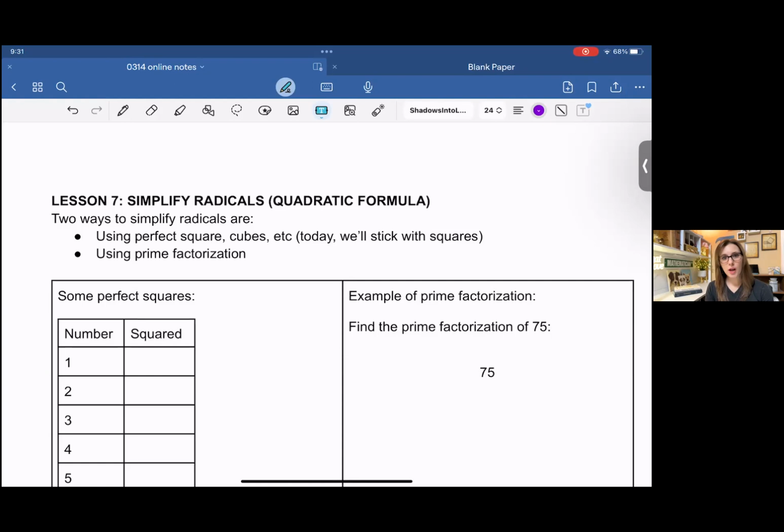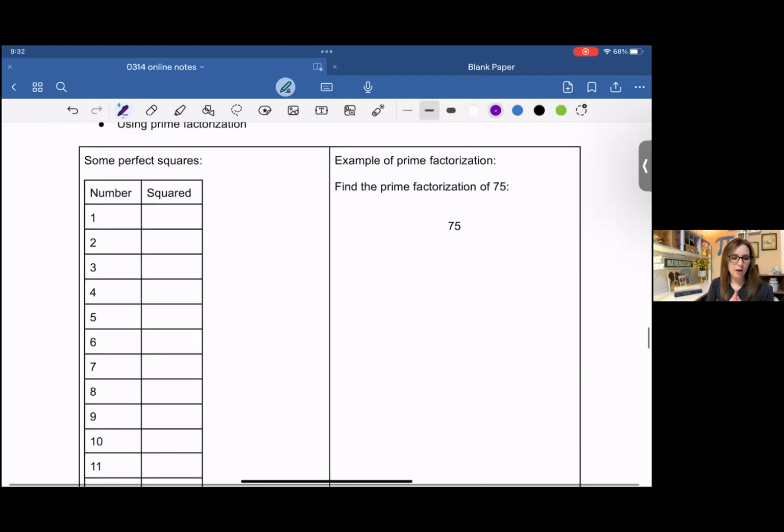Now, if the radical has an index of like a 3 or a 4 or whatever, you would use perfect cubes or perfect, keep going. But we're going to focus on square roots, so we're going to use perfect squares. And some not common, but commonly used perfect squares. I have a table here from 1 to 12, because generally speaking, you're going to be pretty safe with using 1 to 12. Obviously, it goes on forever and ever and ever, but mostly for these types of problems, 1 to 12 is good.